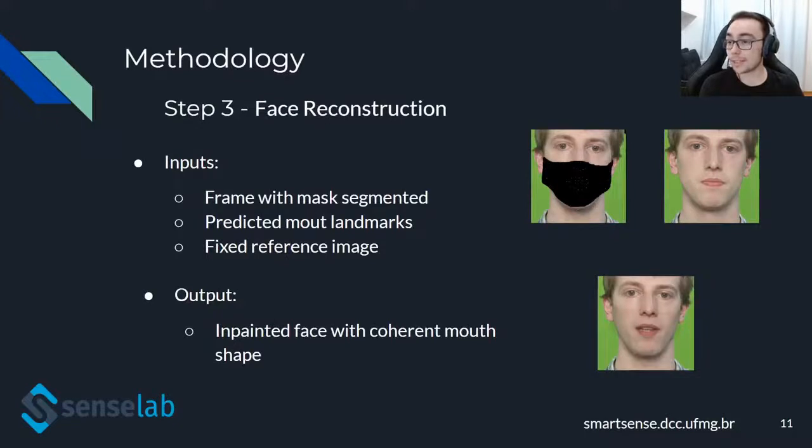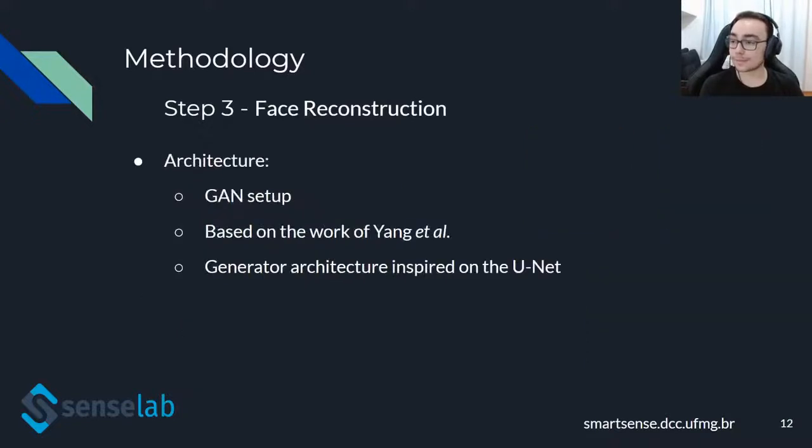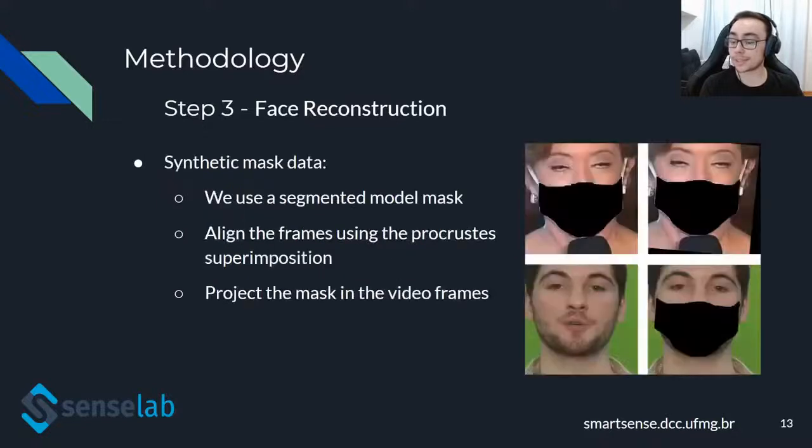Step number 3 is the face reconstruction. This step receives as input the image being painted, the predicted mouth landmarks, and a fixed reference image to help the model preserve the subject's appearance. The desired output is the full face image with the mouth shape matching the input landmarks. We use a GAN setup with a model based on the work of Yang et al. and the generator architecture inspired on the UNET.